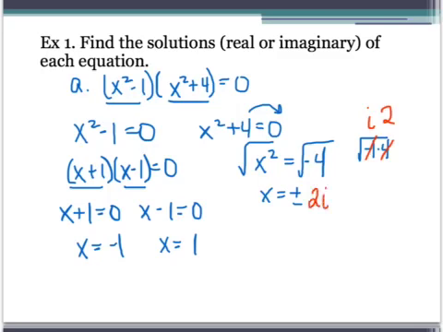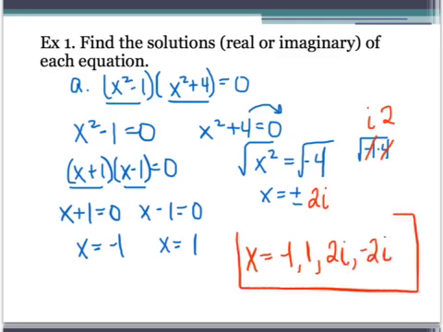Now you would want to write all 4 zeros together. So x equals negative 1, positive 1, 2i, and negative 2i. And I'm done.